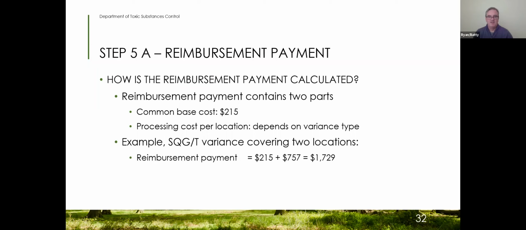So if you go onto the department's website after this webinar, there'll be a table indicating the reimbursement amounts for each type of variance so that you can take a look at that information, and it'll indicate what the cost is depending on the number of locations that are covered by the variance. Next slide, please.